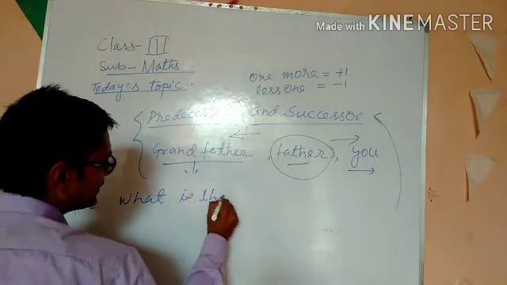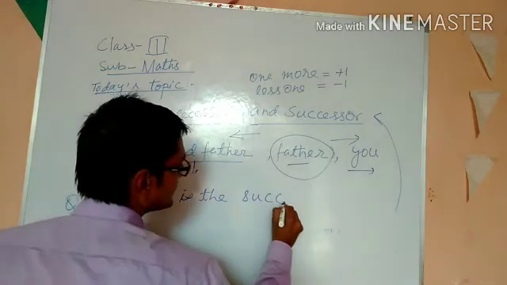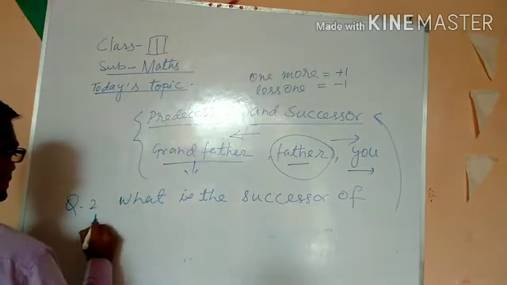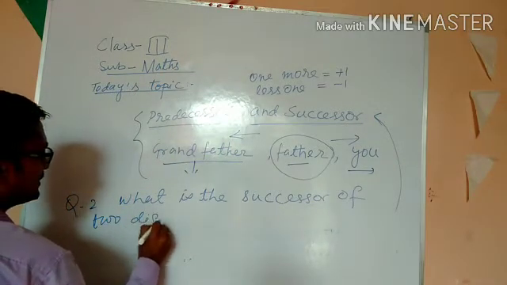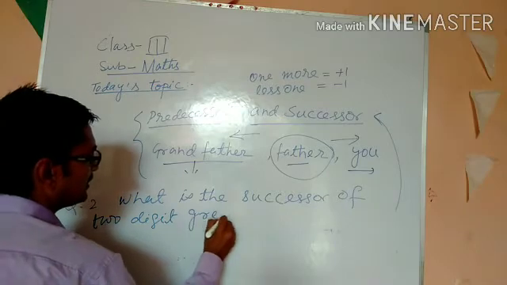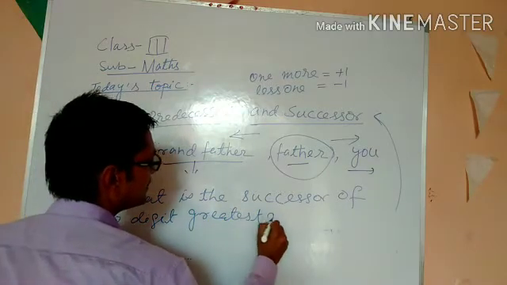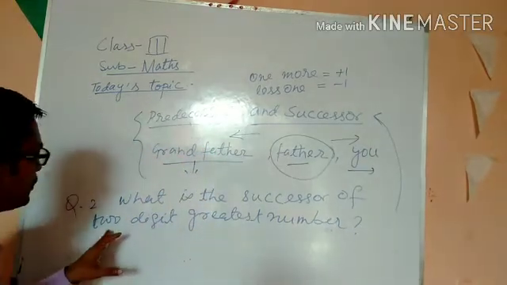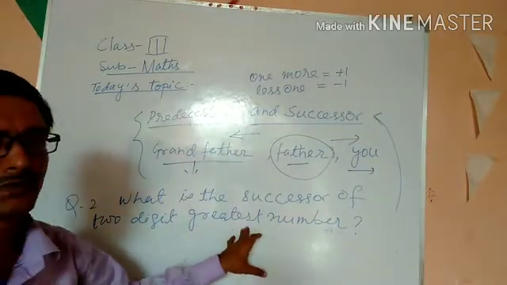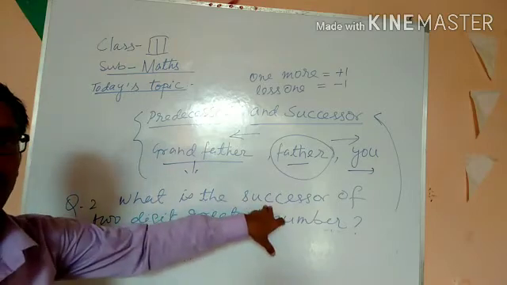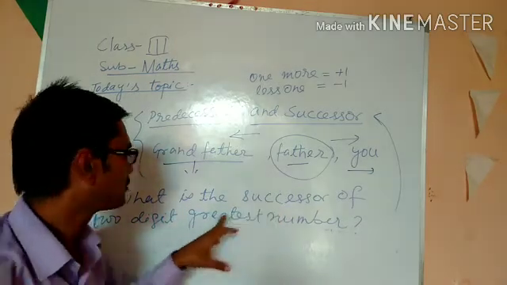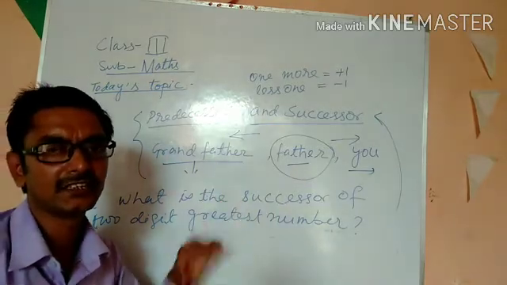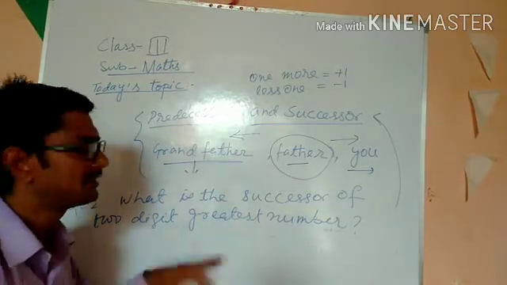what is the successor of the 2-digit greatest number? Okay, now without knowing the 2-digit greatest number you cannot find the successor. So first of all we must know the 2-digit greatest, 2-digit smallest, 3-digit greatest, 3-digit smallest, then you can develop this concept.